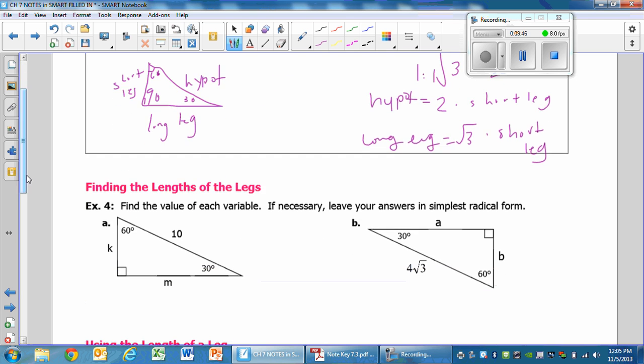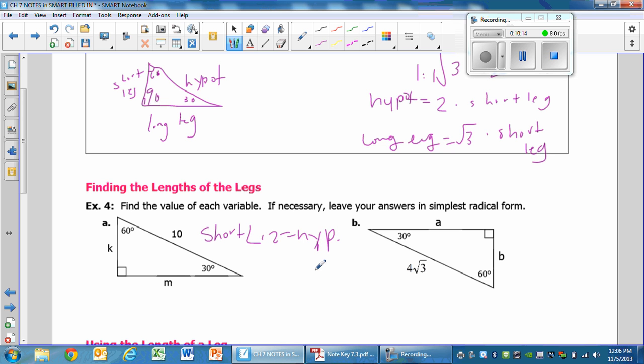Find the value of each variable. If necessary, leave your answer in simplest radical form. Find the lengths of the legs. So I know the hypotenuse, because I've been given 10, that's the only thing I've been given. I have a 30, 60, 90 triangle. I know that short, look up here, times 2, the short leg, so I'll just do short times 2 equals the hypotenuse.